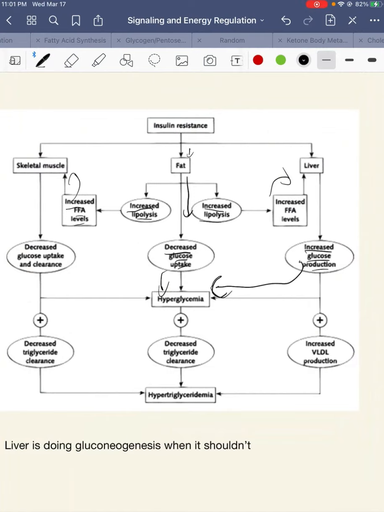Again, fatty acids also go into the skeletal muscles. Muscle is able to use that for energy, but because insulin is not able to bind on skeletal muscles, it's unable to mediate glucose uptake. So this results in decreased glucose uptake as well, and more clearance because skeletal muscle will clear it to other tissues that need it. So that will also result in hyperglycemia.